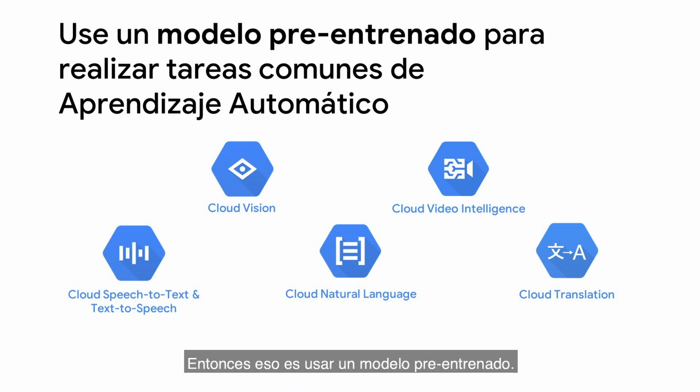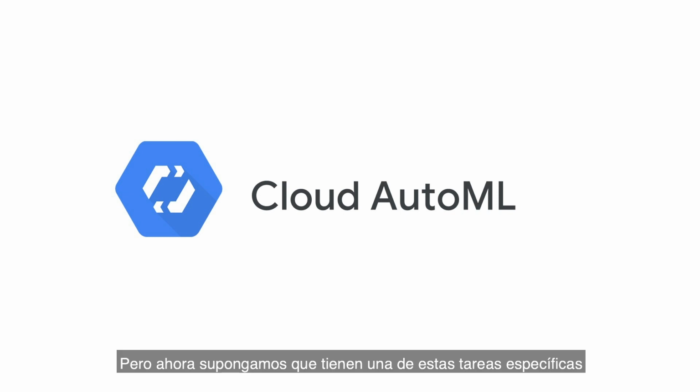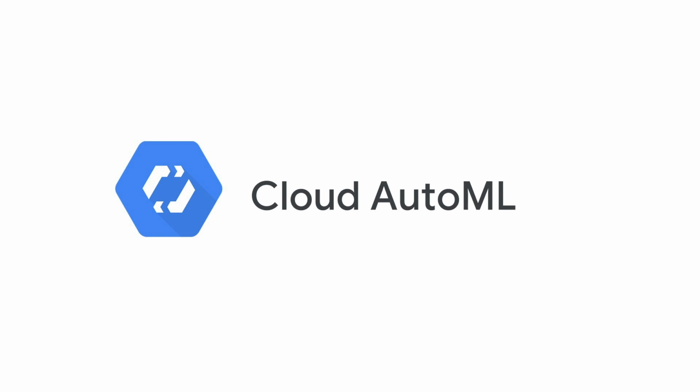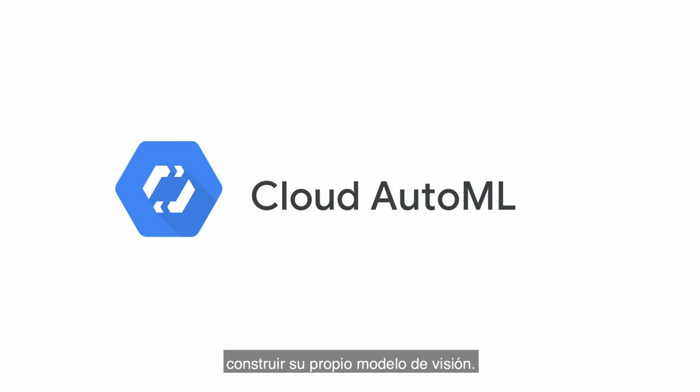All right, so that's using a pre-trained model. Again, this is a really easy way to get started with machine learning if you don't want to dive into a lot of the dirty details, and if your task is sort of generic, not very specific. But now let's say you do have one of these specific tasks, like for example, you want to spot illegal amber mining. For this, there's no out-of-the-box tool that identifies satellite photos of illegal mining, so you would have to build your own vision model.